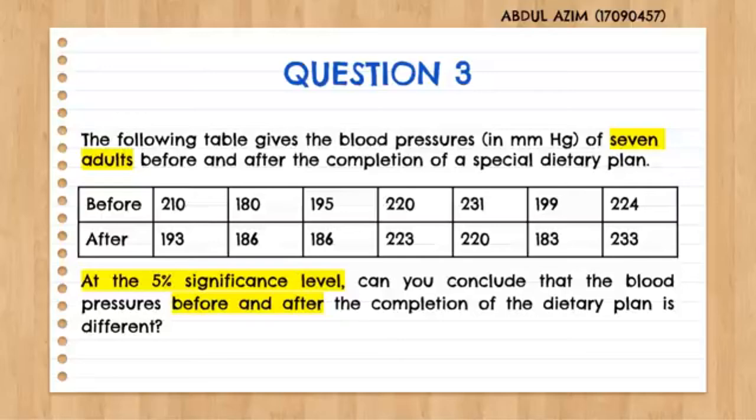The following table gives the blood pressures of 7 adults before and after the completion of a special dietary plan. At the 5% significance level, can you conclude that the blood pressures before and after the completion of the dietary plan is different? I have highlighted the main points in the statement.